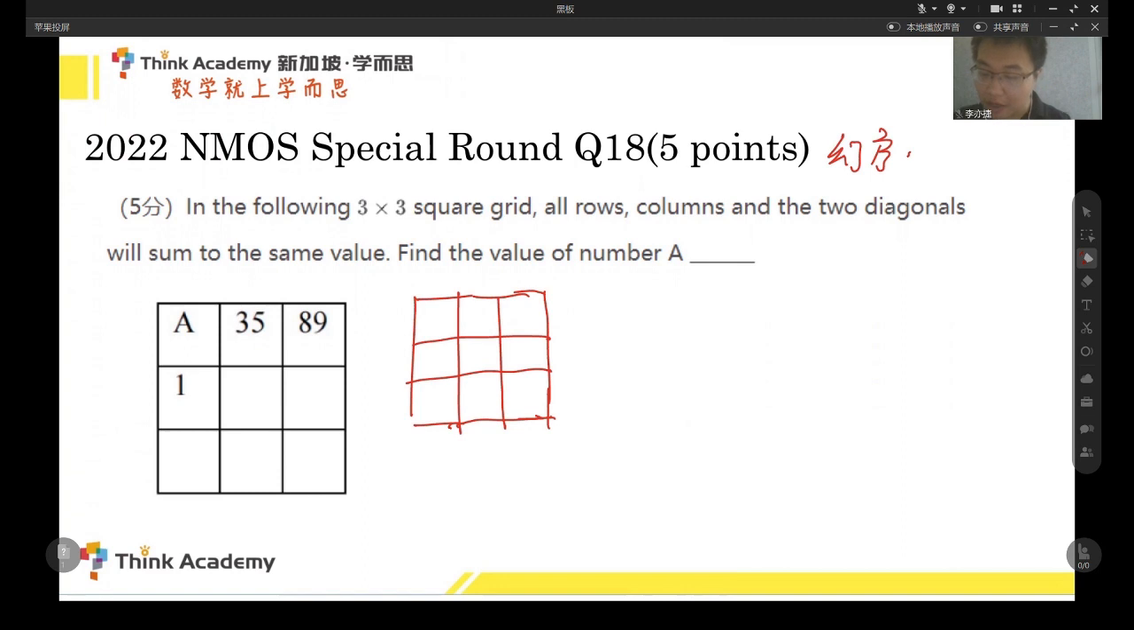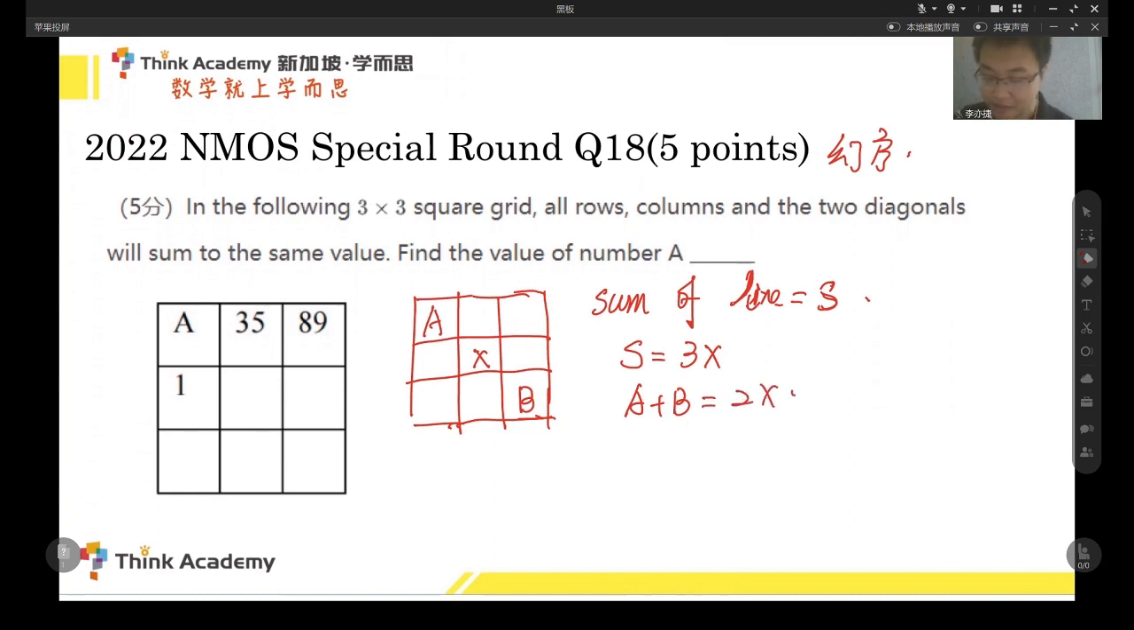First of all, let the sum of each line be S. Here we should have the median number, which is here, X, right? Then S should equal 3 times the median number. So that's the first thing we should know. Then if there is an A and a B here, we have A plus B plus X is 3 times X. So A plus B here will be 2X. So is C plus D or E plus F, right? This is the second thing.